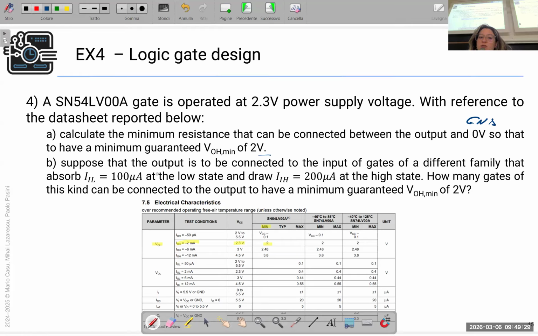And then suppose that the output is to be connected to the input of gates of a different family that absorbs 100 microampere at the low state and 200 microampere at the high state. How many gates of this kind can be connected to the output to have a minimum guaranteed output voltage V OH min of 2 volts?